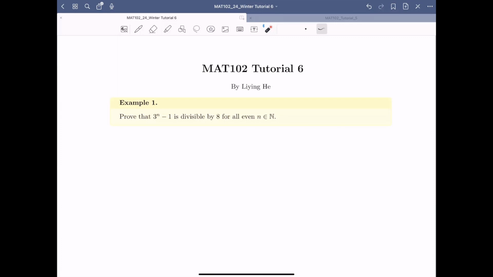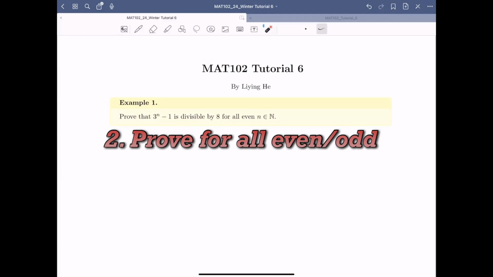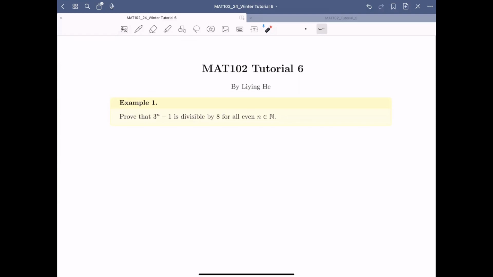Another kind, which is right here, is that what you need to prove is not for all naturals. So you might skip some. For example, it works for all even naturals, or it works for all odd naturals. Then your proof is going to be slightly different, which we'll see an example of very soon. Even or odd, that's another one.